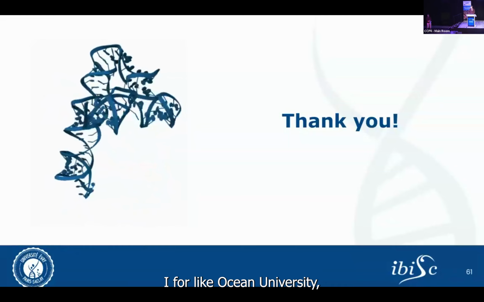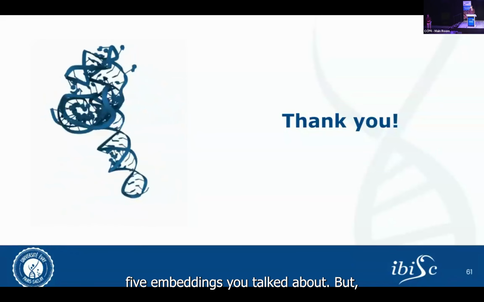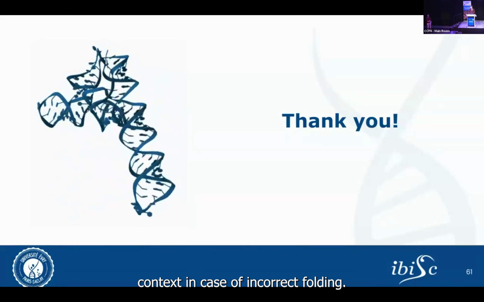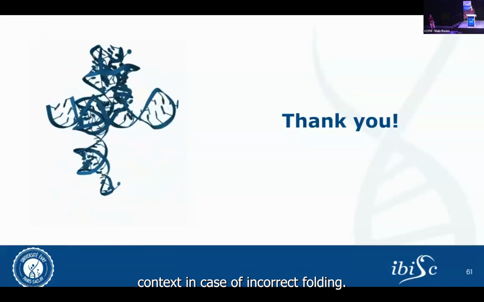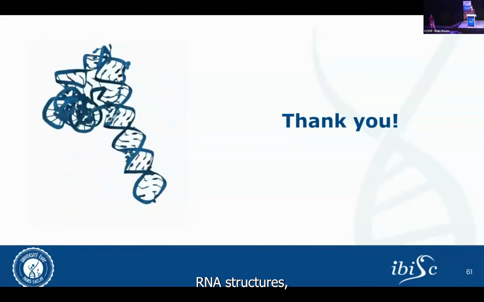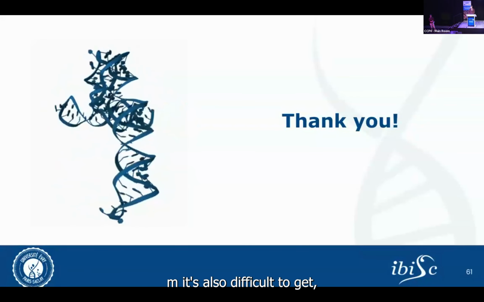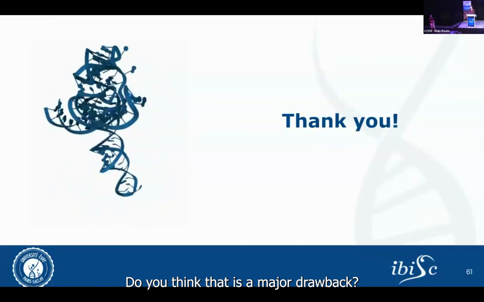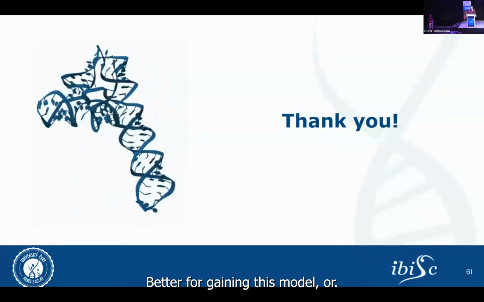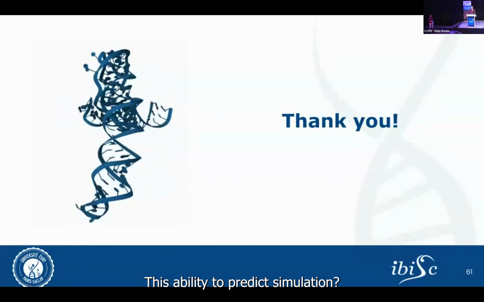Hi, Frederik, Aarhus University. Maybe a little bit out of the bioinformatics you talked about, but you mentioned that the orphan RNAs needed context for more correct folding. Do you see it as a big problem that a lot of the high quality RNA structures are co-crystallized with protein? I know for EM it's also difficult to get atomic resolution. Do you think that is a major drawback and that maybe MD would be better for gaining this ability to predict simulation?